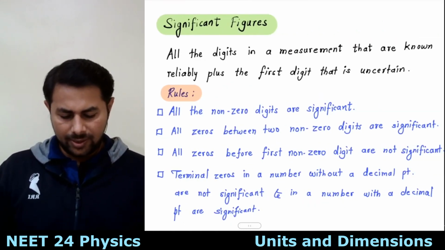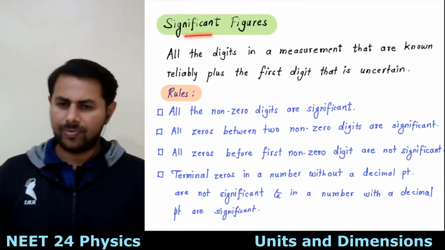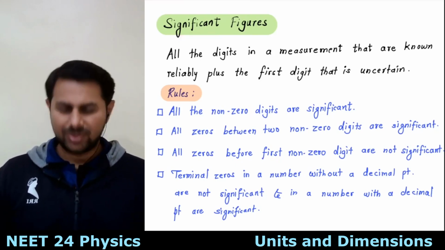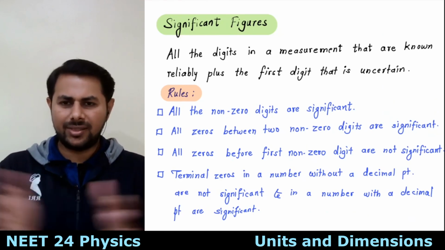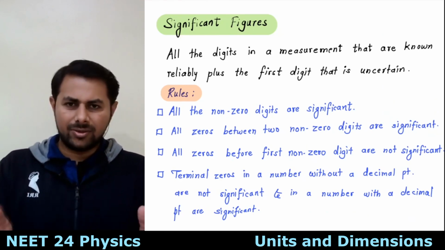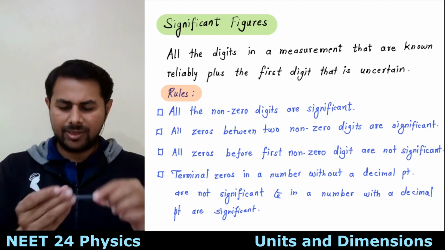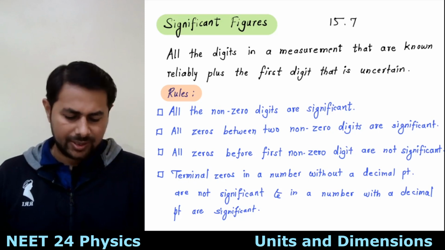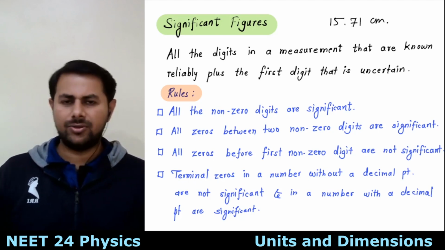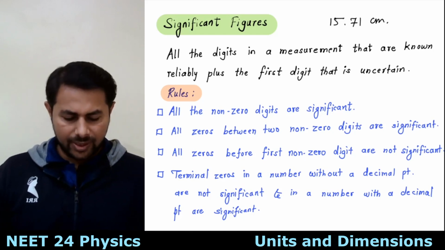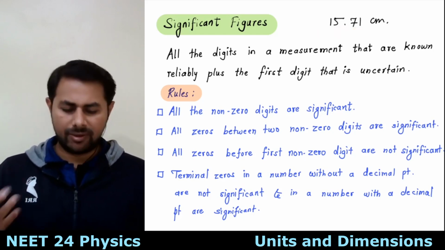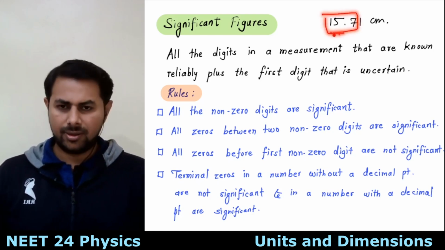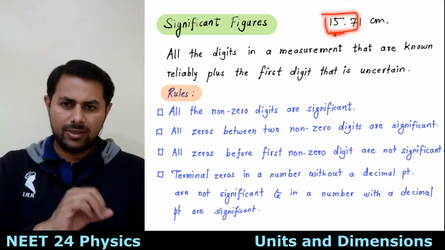Then let's see a small topic called significant figures. So what are significant figures? Significant figures means, suppose you are taking some measurement, some reading. For example, I measure the length of this pen and I say that it is 15.71 centimeters. I am measuring it using the vernier caliper. So in this 15.71, I am very sure about these 3 digits, that it will be 15.7 something.